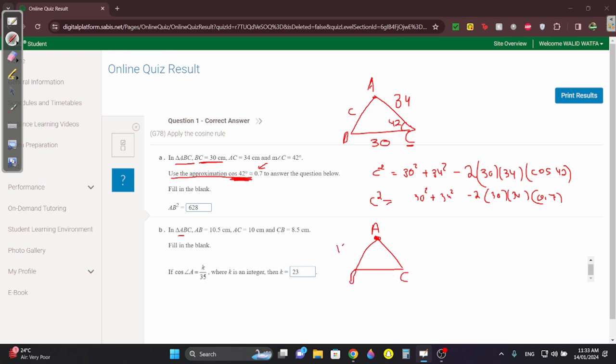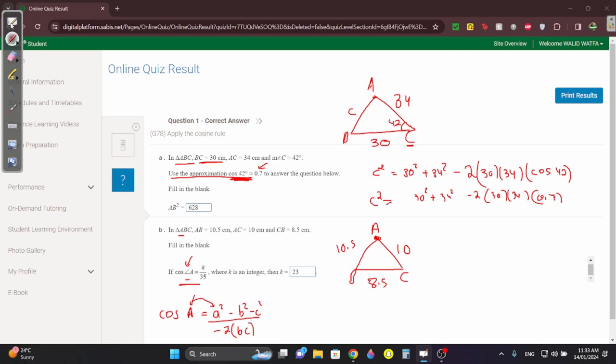AB is 10.5. AC is 10. And CB is 8.5. They want cosine A. Now, when they want the cosine of the angle, what is cosine A equal to? Cosine A is equal to the side A, the side opposite to the angle, squared, minus the other two ones, so B squared minus C squared, divided by negative 2 times the other two ones, BC.